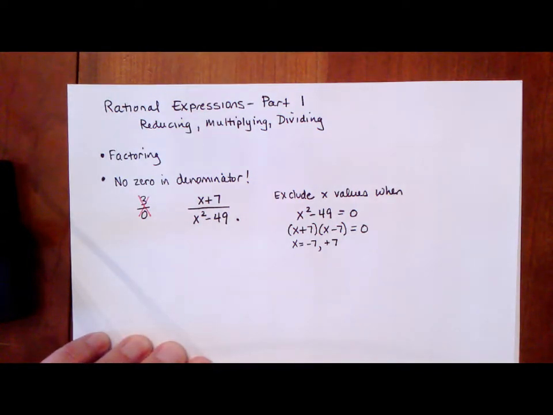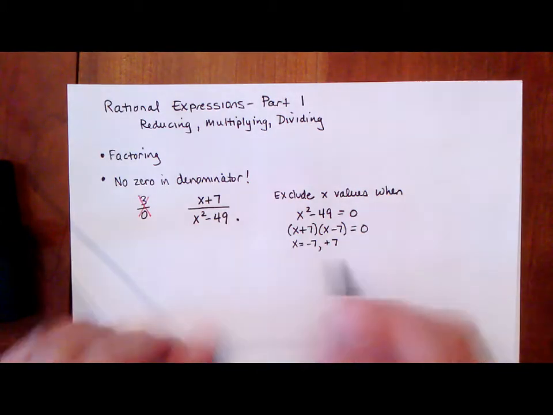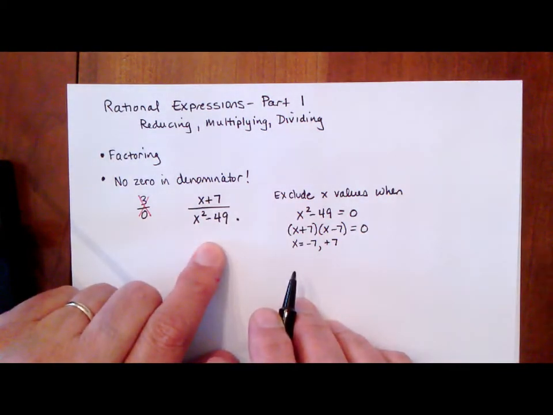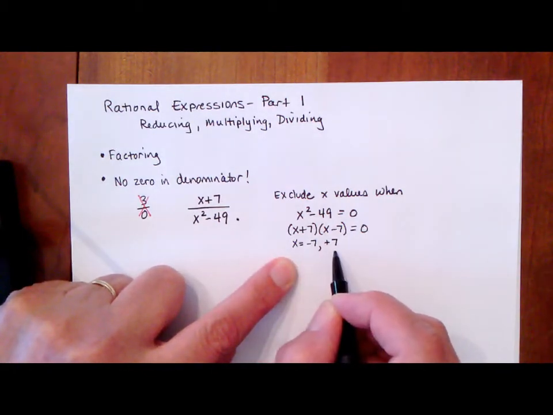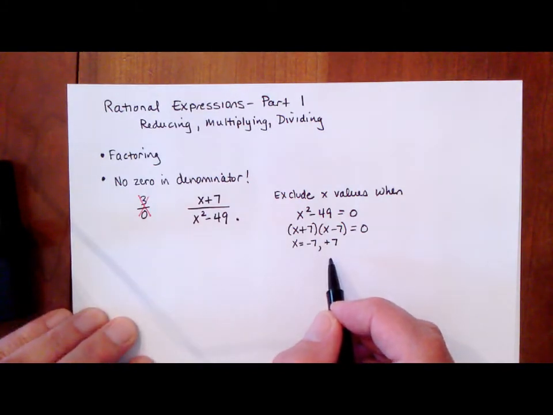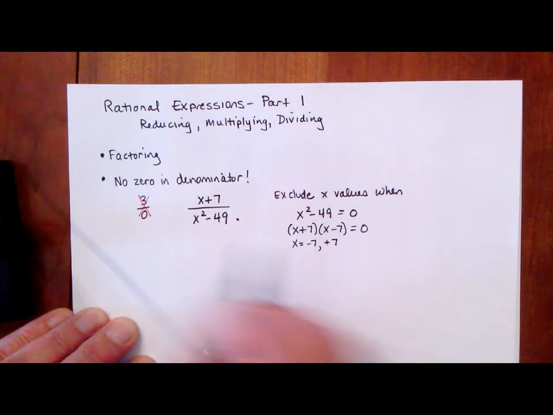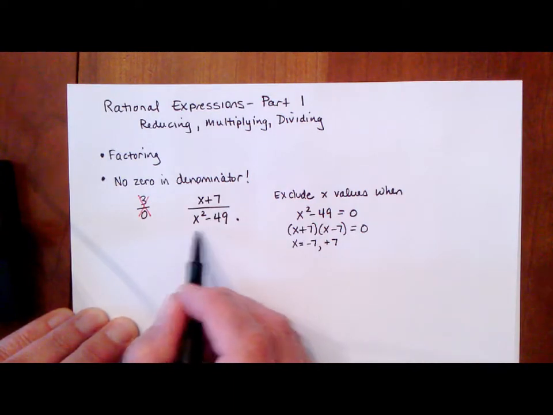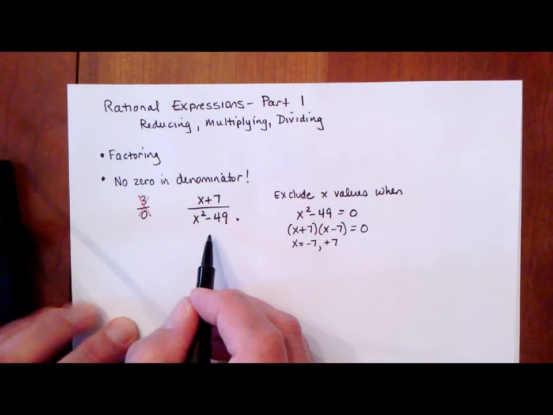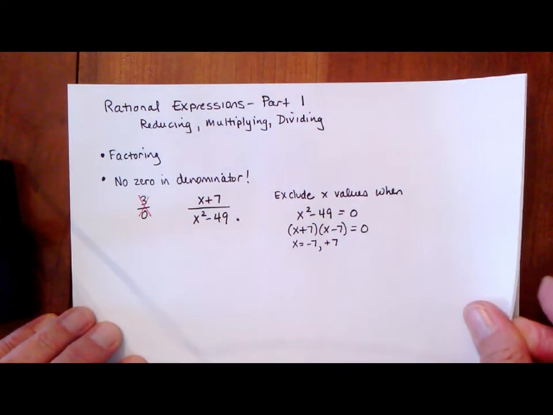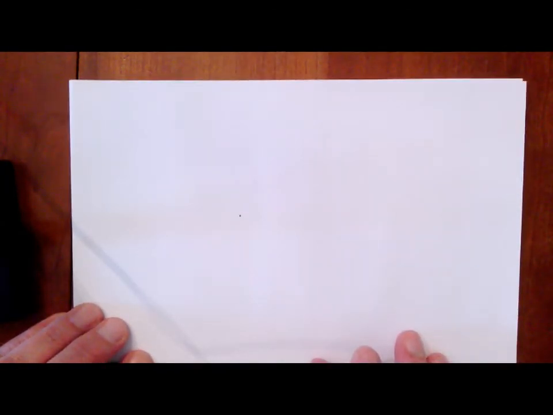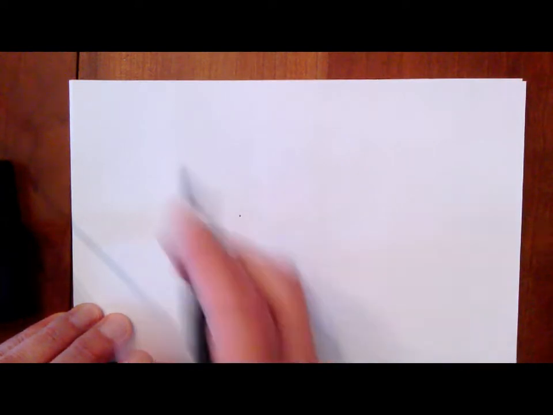Now we may not always say this explicitly when we write an algebraic fraction like this. We might not say, make sure you do not permit x to equal negative 7 or positive 7, but it will be understood. So have that as kind of a thought in the background whenever you're looking at a fraction that has an algebraic expression in the denominator, that we are assuming that we will not permit the denominator to equal 0.